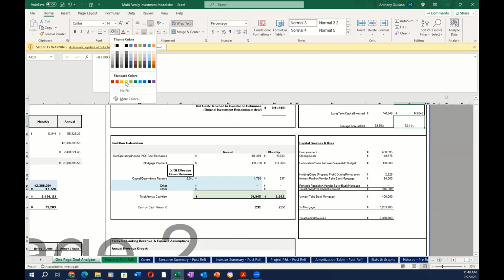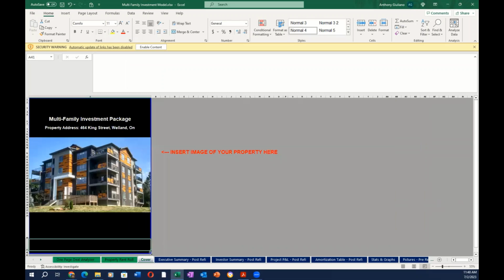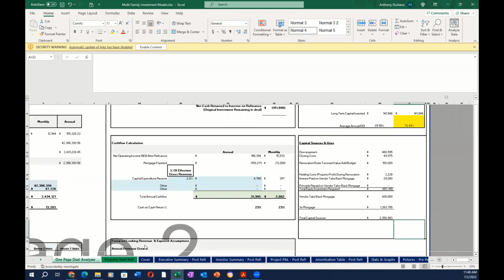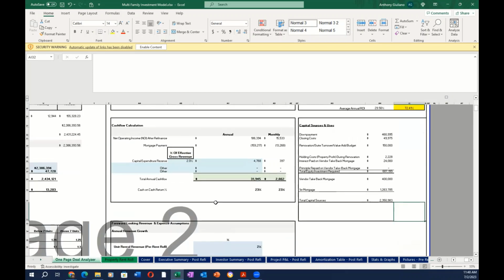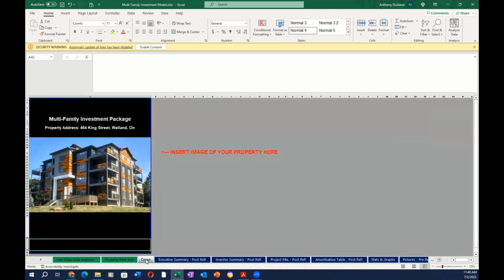Okay, so next I'm going to go into a couple of the tabs that are now generated. Now that we've gone through all of the details on the inputs tab, we can see how dynamic this model is, how quickly and easily tweaking one assumption can give us so many new reports automatically. I'll start off with your cover page here. Your property address will automatically get updated as you plug it into the inputs tab, and you'll have to manually copy and paste in a picture of the property, or whatever you want included in the cover page.